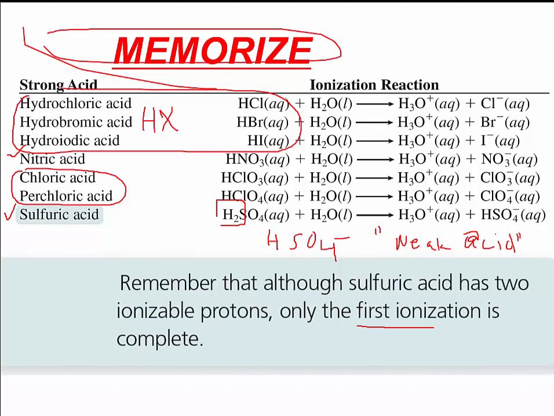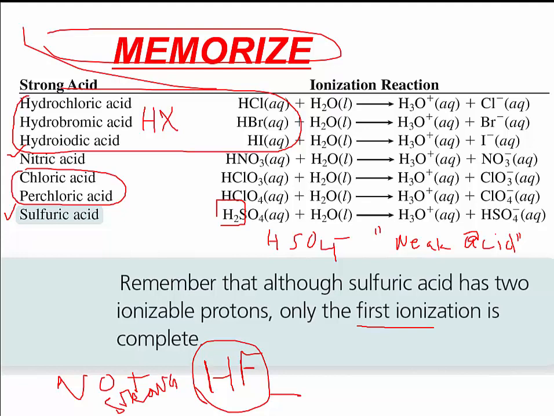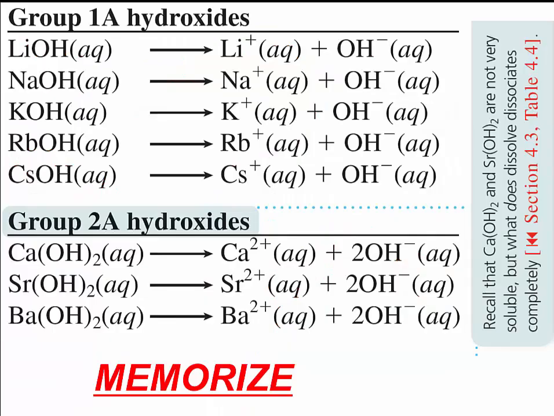What is not a strong acid is HF. HF is not a strong acid. HF is a weak acid. So it also helps to memorize that it is not one of your hydrohalic acids. We'll talk about why a little bit later on.